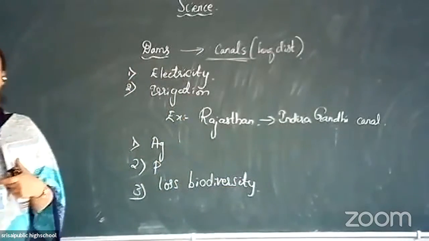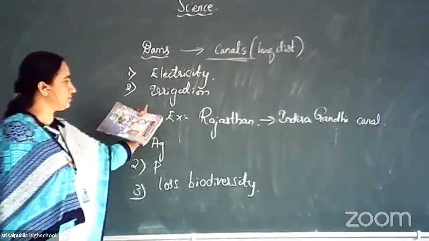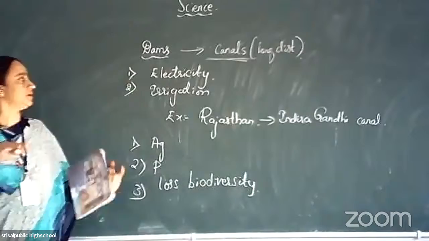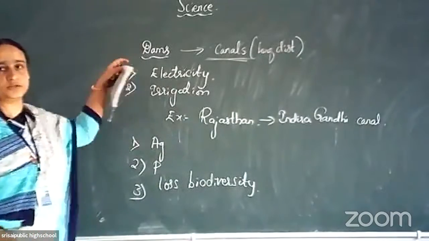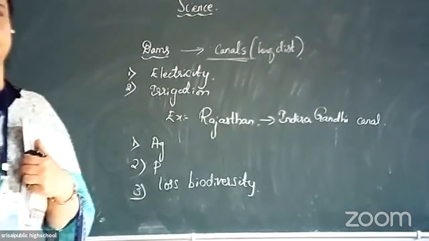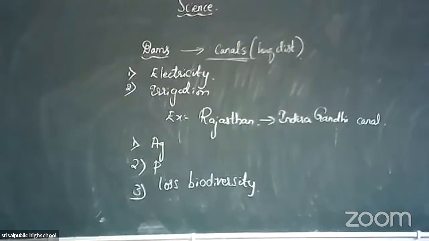So these were the merits of the dam, and these were the demerits of the dam. And what are the two main purposes of building a dam? What are the two main purposes? One is electricity, another one is irrigation. Okay, this was about the dam. So let us continue in the next class.